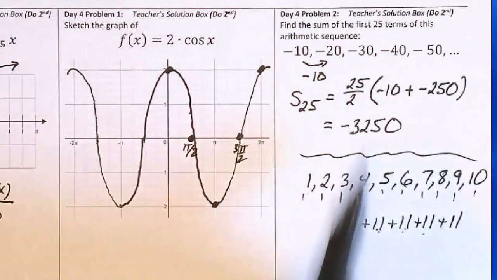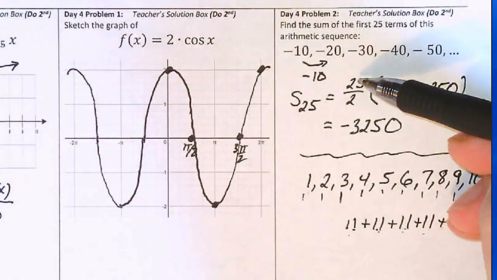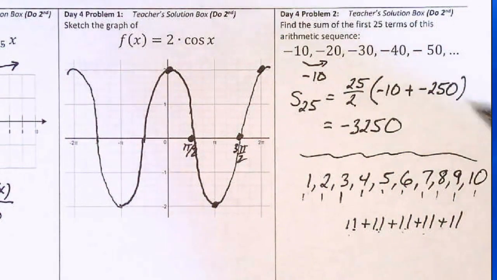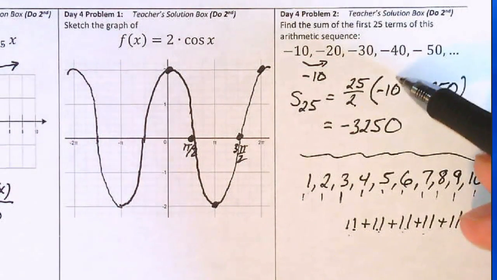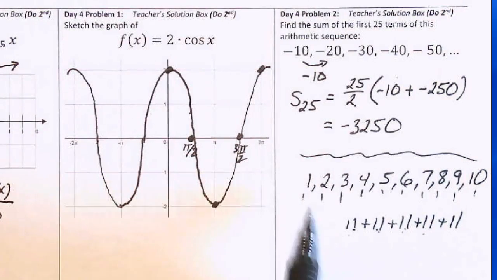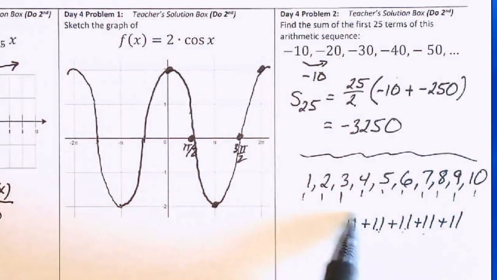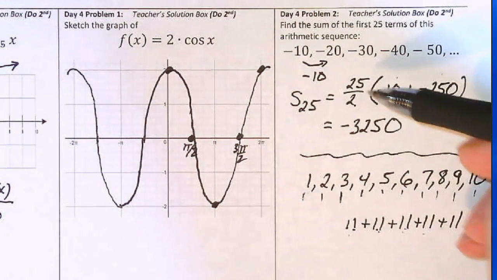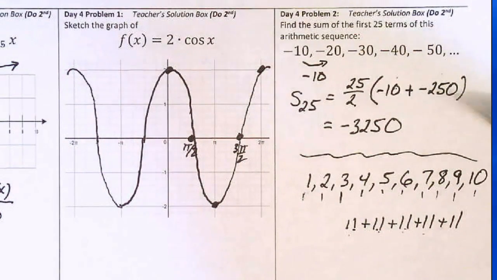That's what's going on here when we used that formula about n divided by 2 times the first term plus the last term. The first term plus the last term corresponds to that idea of pairing the numbers up and the pair being 11, and then multiplying it by half of the number of terms.